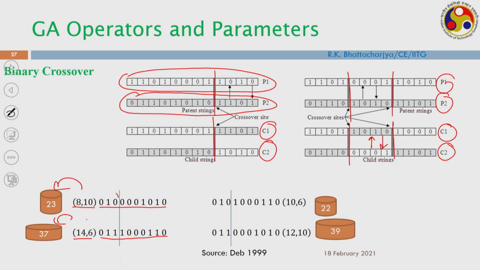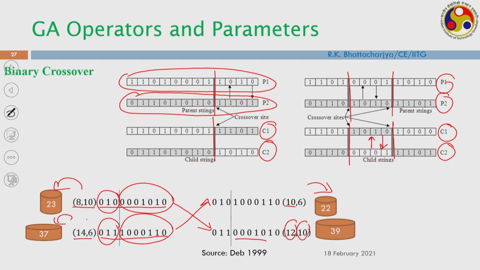So, what is happening is that this portion of the first string and this portion of the second string will create child 1, and similarly this portion of the second string and this portion of the first string will create the other solution. So, you are getting two new solutions, and if you decode this solution, you are getting 10 and 6, and the corresponding objective function value is 22, and for this solution if you decode it, you are getting 12 and 10, and the corresponding value you are getting is 39.